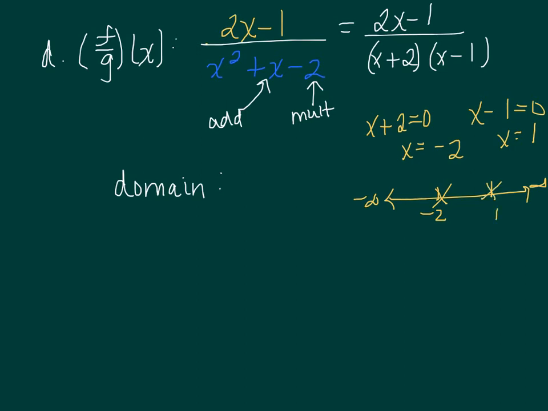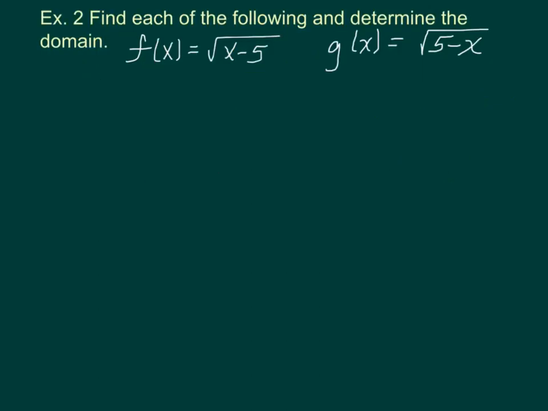So when you write your domain, it'll be negative infinity to negative 2, union negative 2 to 1, union 1 to infinity. So that's how you exclude two numbers from your domain. Okay, I'll do one more example. And in this example, both functions have square roots.